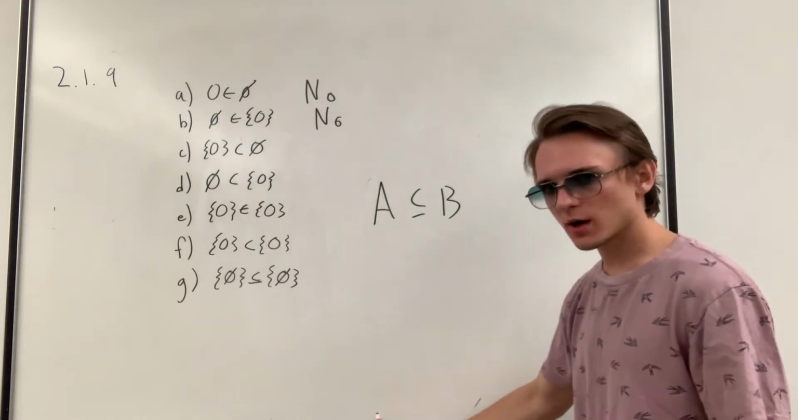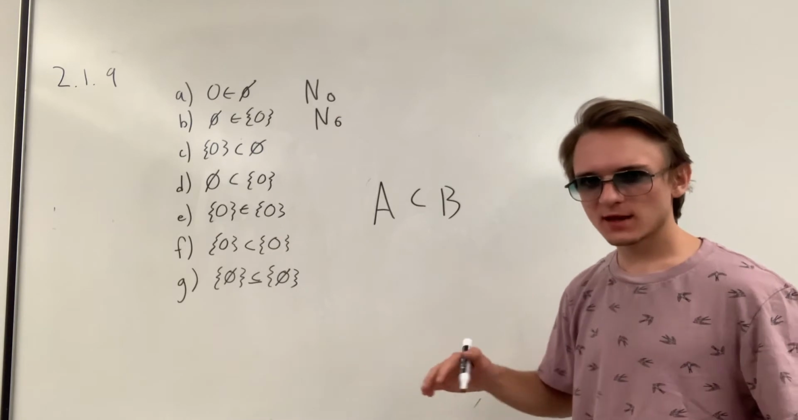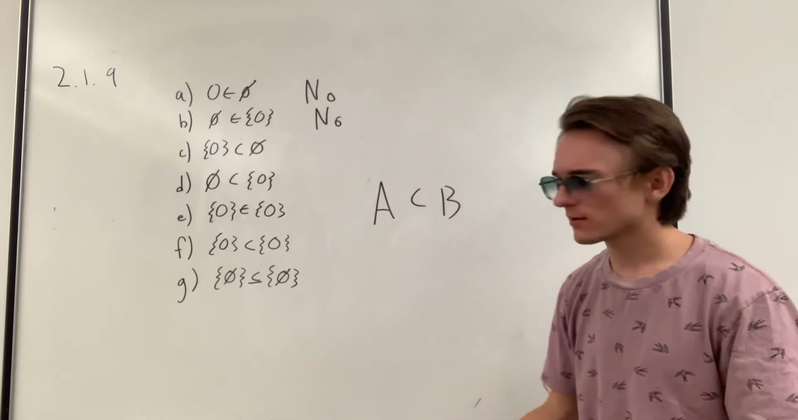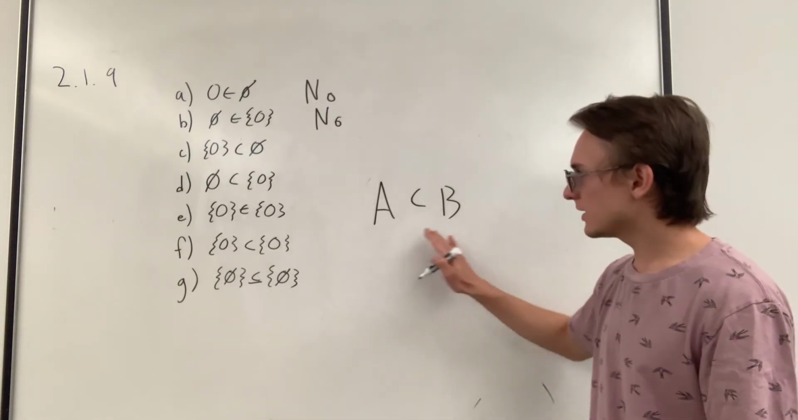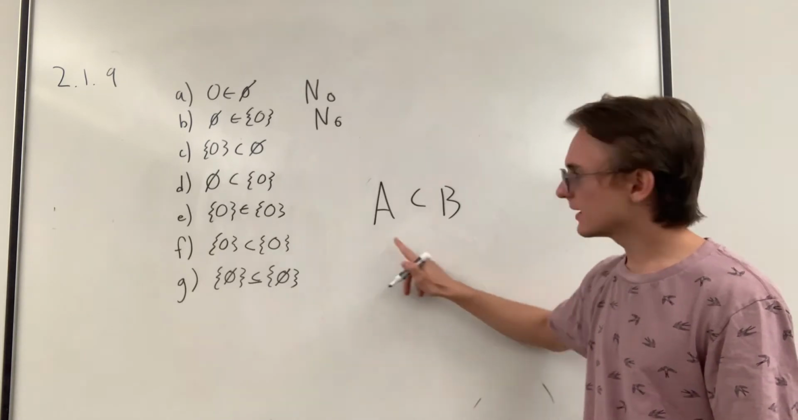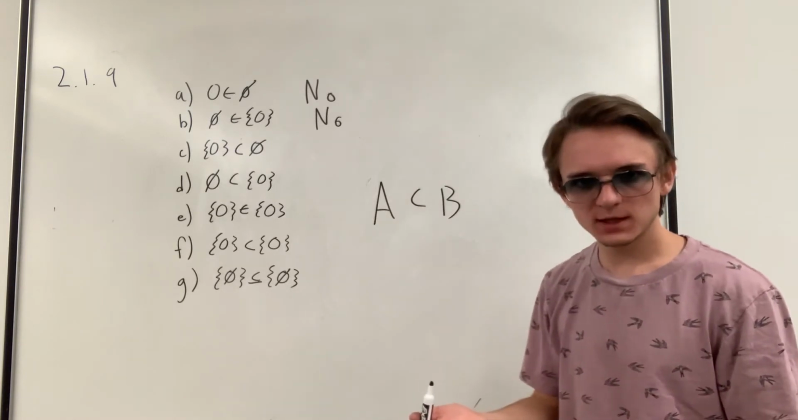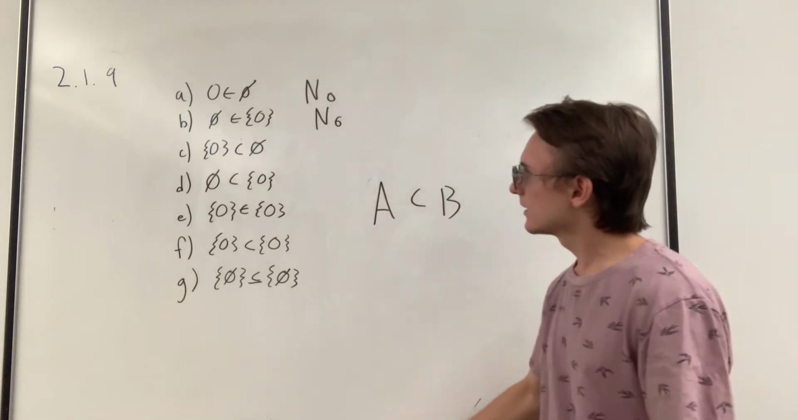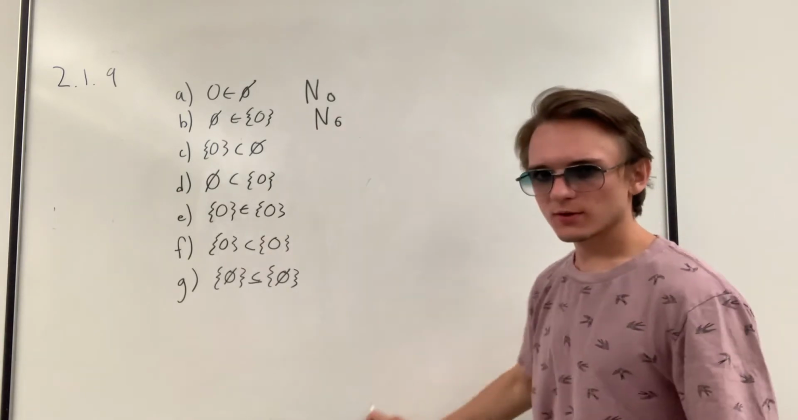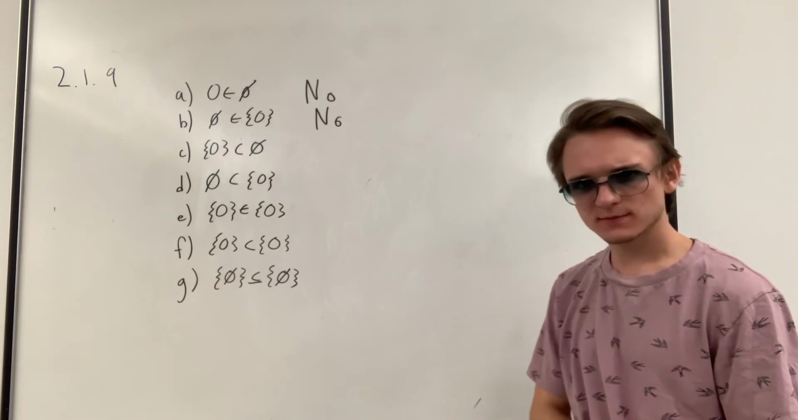However, with a proper subset, we don't have that line underneath. We don't have that equals condition as well. We're saying that A and B cannot be equal. B must have some elements that A does not have. In other words, A must be smaller than B in some way. So then, knowing that about the proper subset, is C true or false?